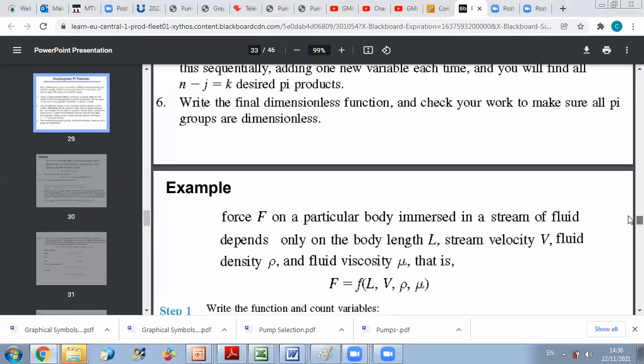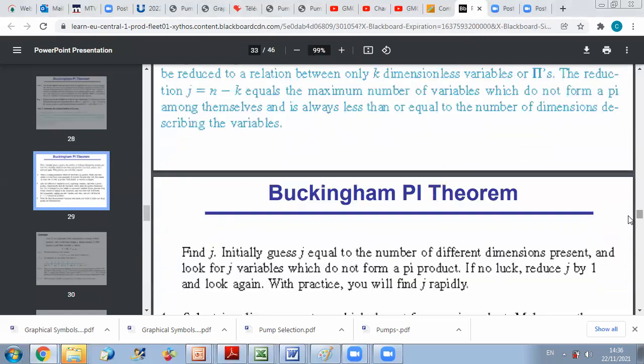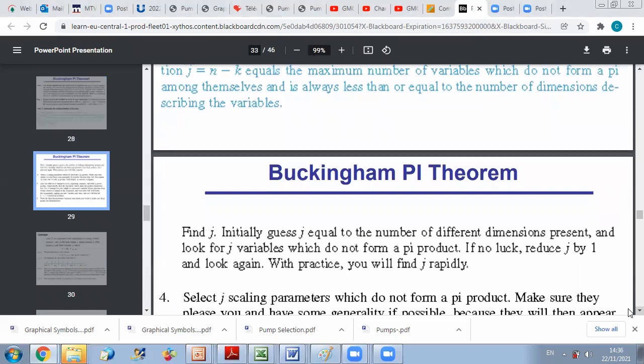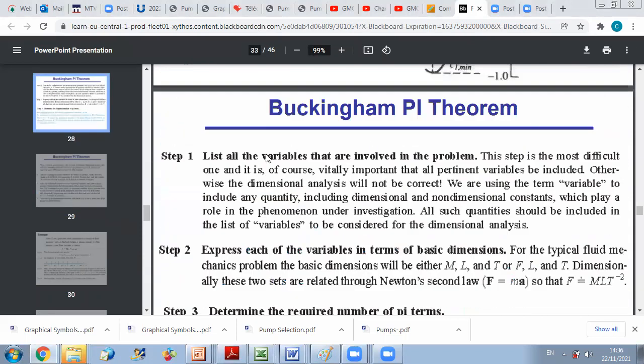Now you will understand better if we see the first method of determining groups, which is the Buckingham Pi theorem. Now what are the steps? Step 1, list all the variables that are involved in the problem.